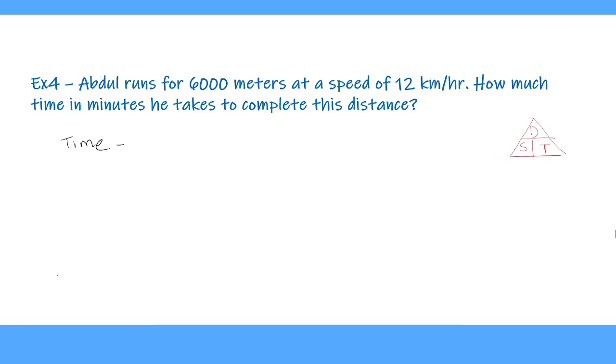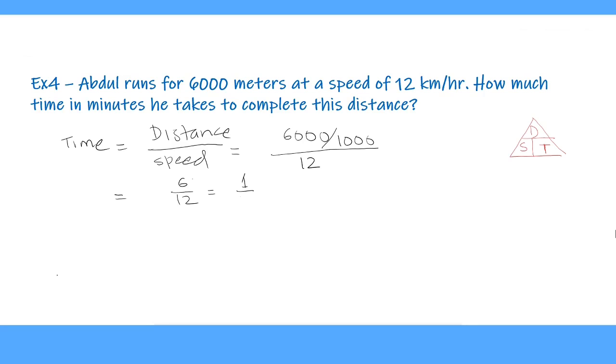So we solve like this: time equals distance upon speed. So this is equal to 6000 meters, and we have to convert it into kilometers because the speed given is in kilometers per hour. So we divide it by 1000, upon 12 km per hour. So we divide it by 12. So this is equal to 6 upon 12, which is equal to 1 upon 2 hours. So this is equal to 1 upon 2 multiplied by 60, as each hour has 60 minutes. So half multiplied by 60 equals 30 minutes. So our answer is 30 minutes. And the formula we have used is time equals distance upon speed.